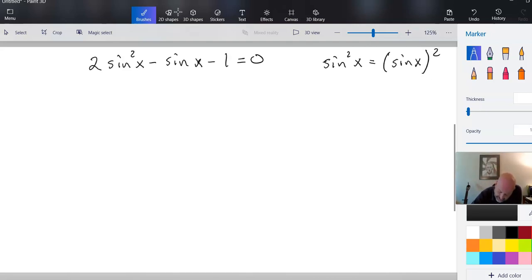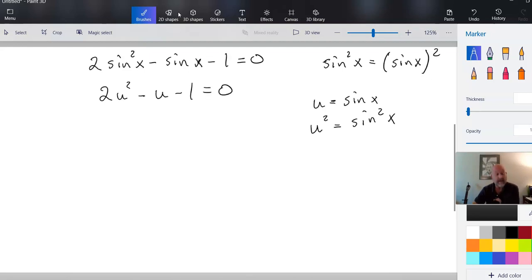I think it's a little easier to factor it if you make a substitution. So if I just go ahead and decide that u is equal to sine x, right? Then that means that u squared is equal to sine squared x. And that's both of our substitutions there. So I can take out the sine squared x and I can put a u squared in its place, and I can take out sine x and put u in its place. So I end up with 2u squared minus u minus 1 equals 0. And we're just going to deal with this in terms of u. We're going to forget that we have trig equations for the moment.